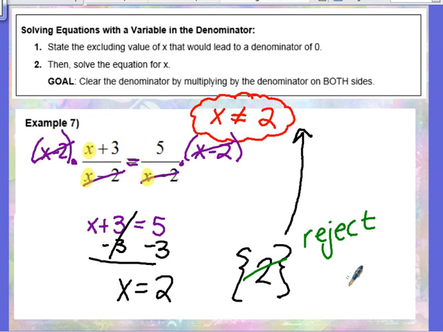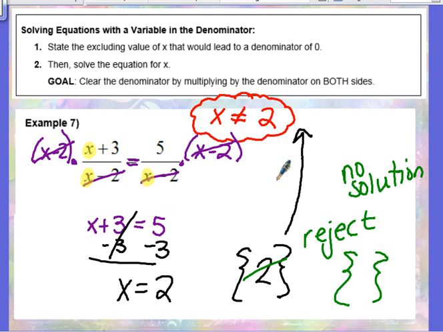Even though 2 is the solution, but it can't be 2, if we take that answer and reject it, we are left with nothing. So really, there is no solution for this one. So that's why we must always look back at our restrictions to see if our solution is acceptable.